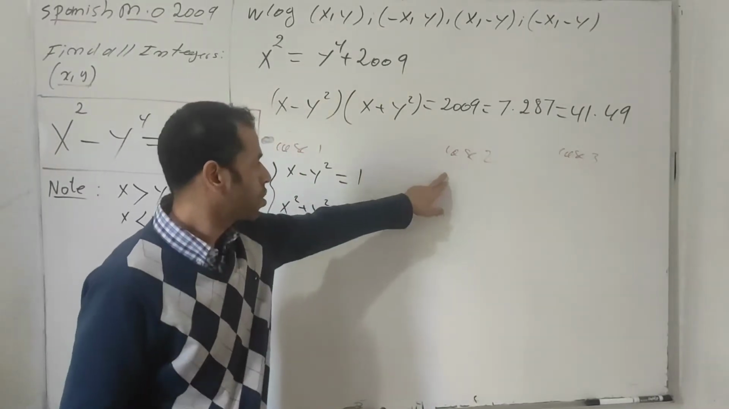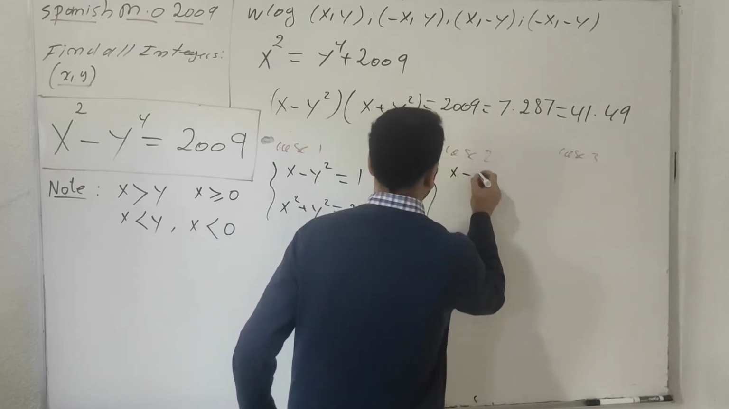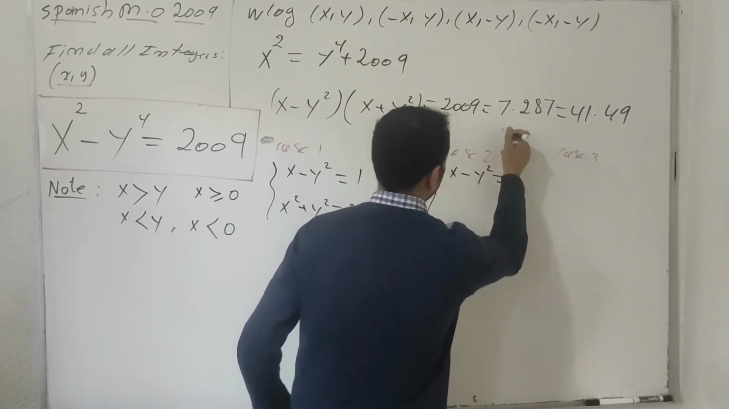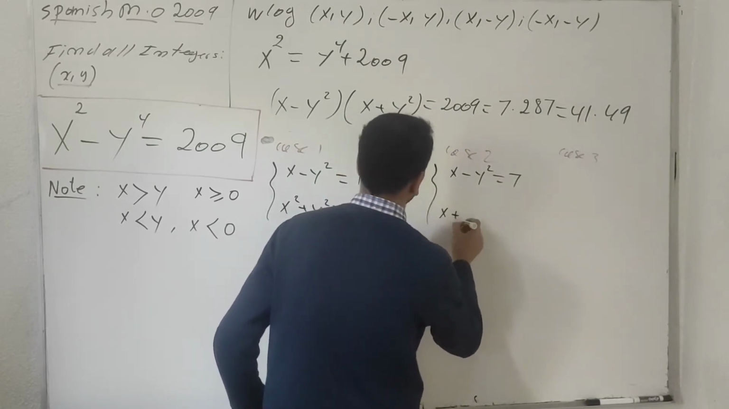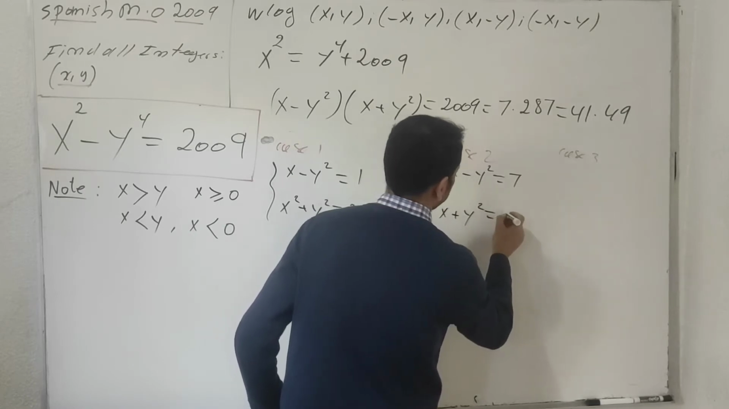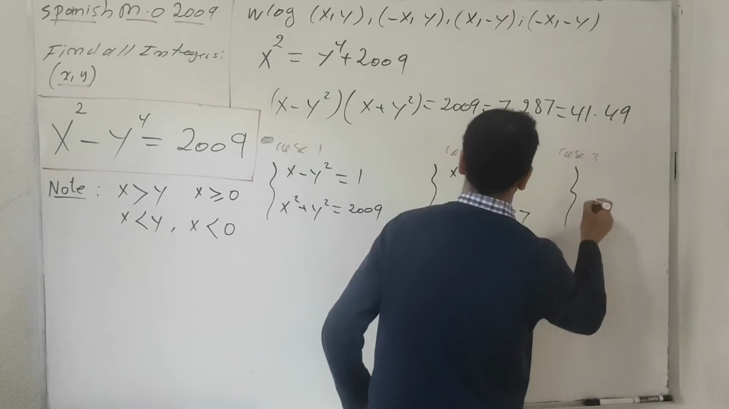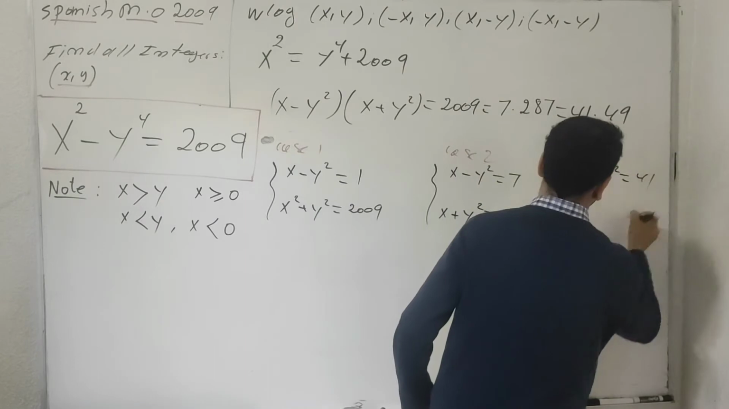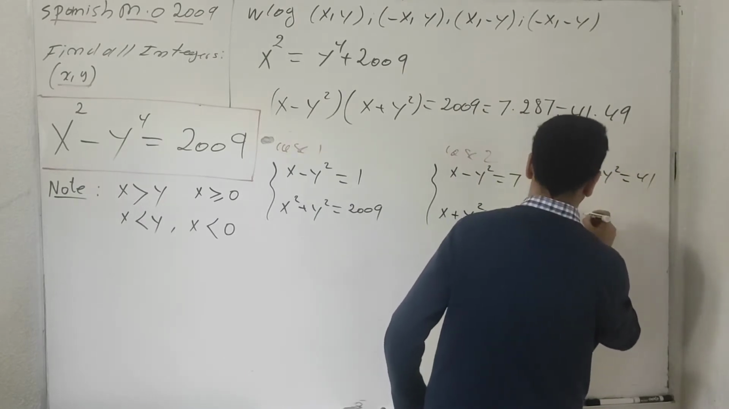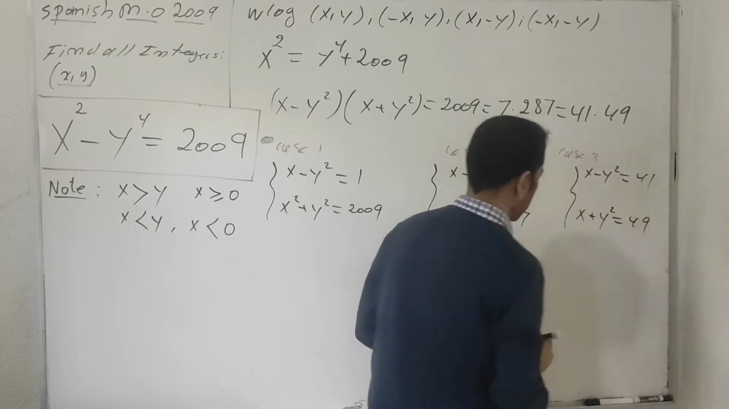So let's move on to case number 2. The second possibility: x minus y squared equals 7, and the second equation, x plus y squared equals 287. The last possibility: x minus y squared equals 41, and consequently x plus y squared equals 49.